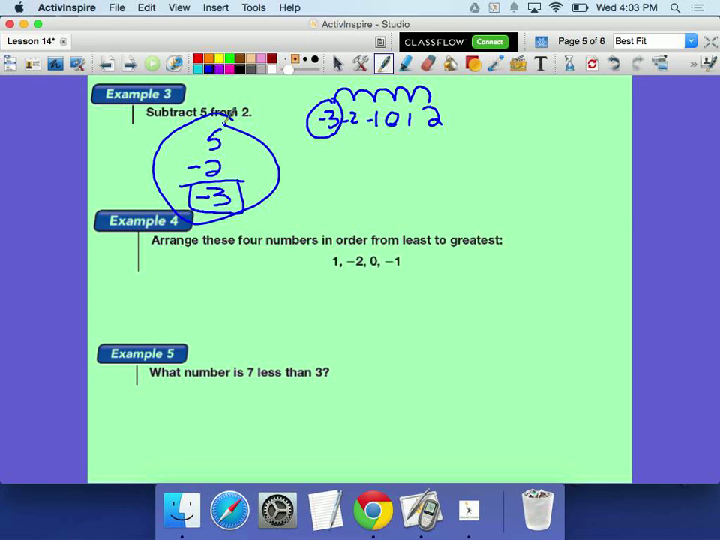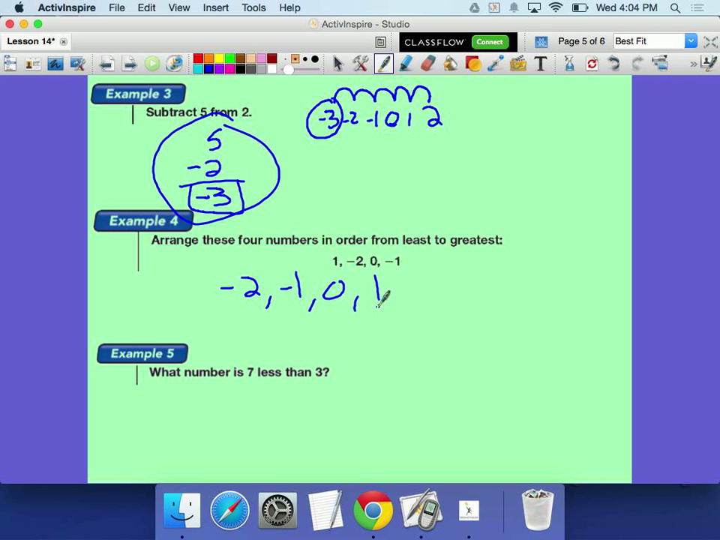Okay. Example 4, arrange these numbers in order from least to greatest. Okay. Remember, start with negative numbers. Our negative numbers, they have a bigger number attached to it. So I have negative 2 is going to come first, then negative 1, 0, and 1. Just as we see it on the number line.